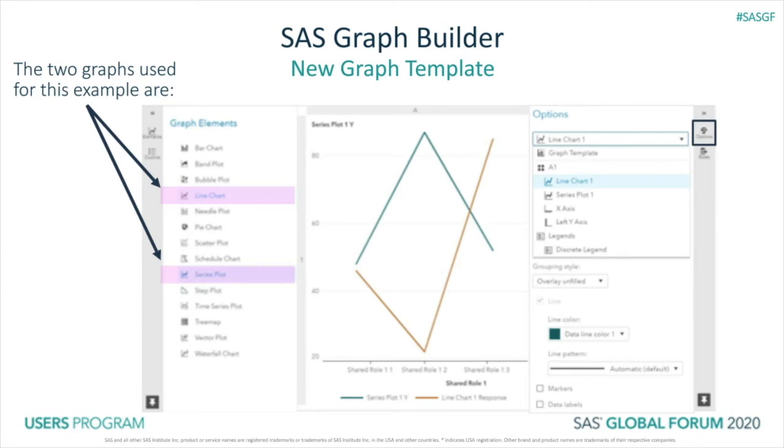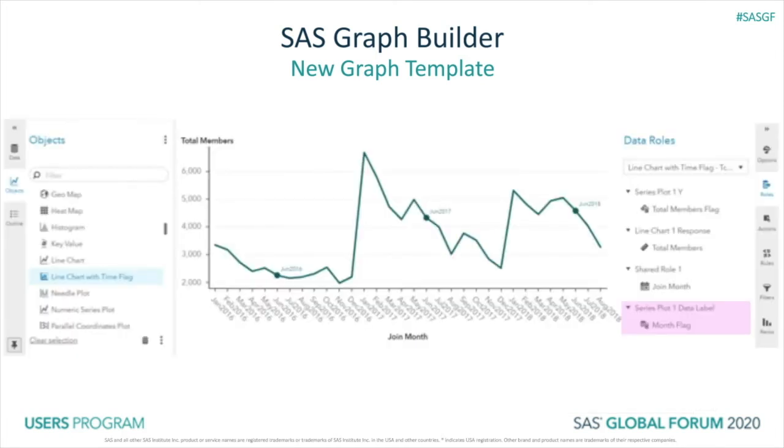When you're done, save it, and then you can share that object between any users that you want to and import it into your objects pane. So I've saved it as line chart with time flag, and now it's ready to use just like any other object in your report. Drag it on and add your data to it, and here is our embellished line chart. We've got our line chart data from before, but we've added onto it our data labels.